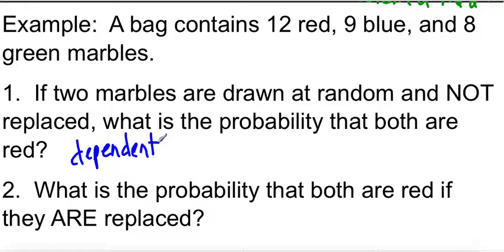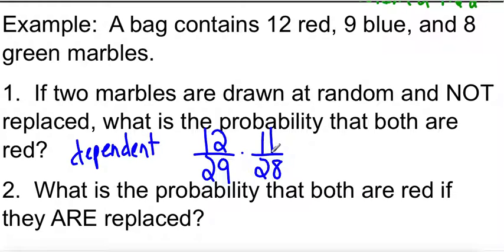So the probability of drawing red on the first one is, how many marbles are in here? 29. It's a weird number of marbles. So there's 12 red ones out of 29. Now, let's say I drew one. I picked a red one. I have a red one in my hand. Now, there's only 28 marbles left in there, and I want to know the probability of drawing a red one. Remember, I already have a red one in my hand, so now there's only 11 red ones left in the bag to pull out.